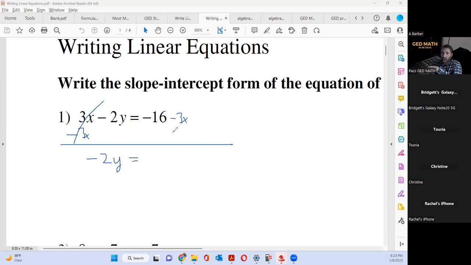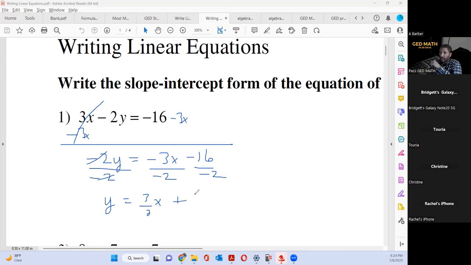Now I'm going to change the order. I'm going to put my x first. Minus 3x minus 16. To get y by itself, they want you to divide by negative 2. Again, remember, since these are not like terms, you've got to divide each term by minus 2. So the negative 2's cancel. I get y equals, 2 negatives make a positive, 3/2 x, 2 negatives make a positive, plus 8.